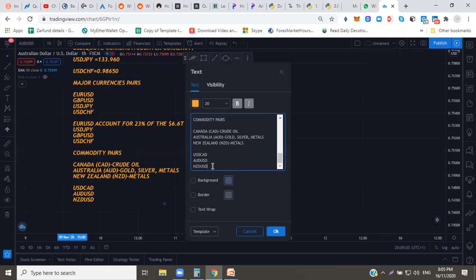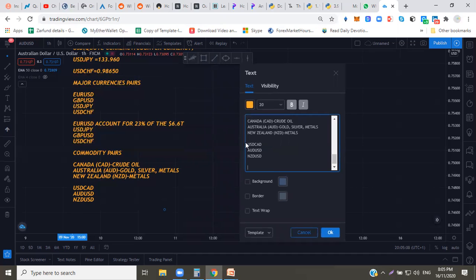Okay, great. So these ones too, they are major pairs. In fact, USD/CAD has far more volume than USD/CHF on a daily basis. USD/CAD is far more traded than the USD/CHF. All right, so that's it.